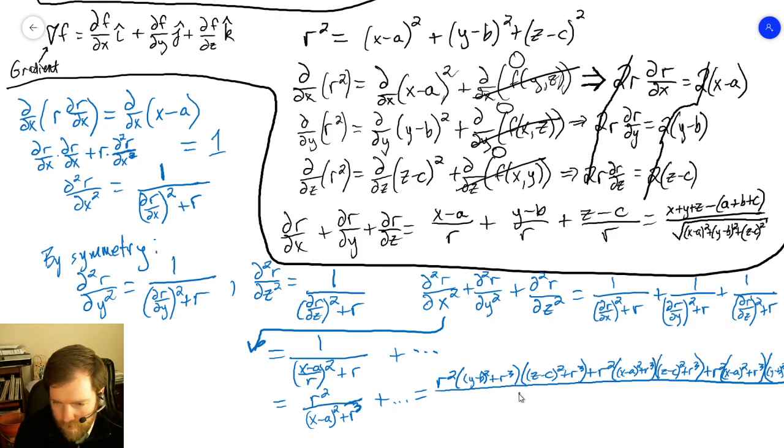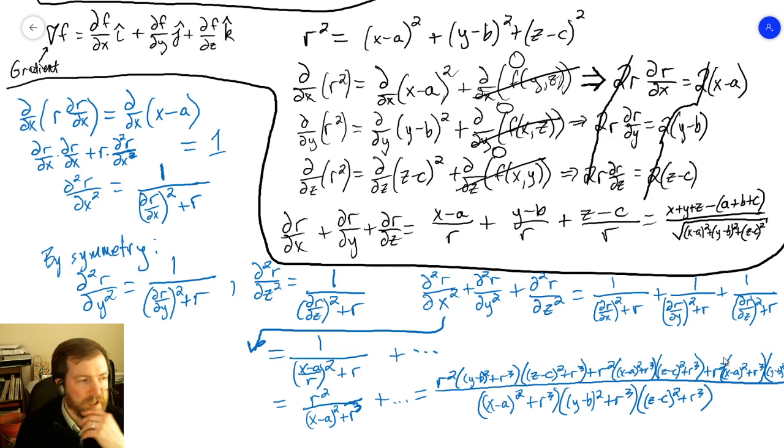All divided by all of those things multiplied together again, so x minus a squared plus r cubed, y minus b squared plus r cubed, z minus c squared plus r cubed. Alright, so I think I'm going about this in a very roundabout sort of way, and there's probably a better way to do this.